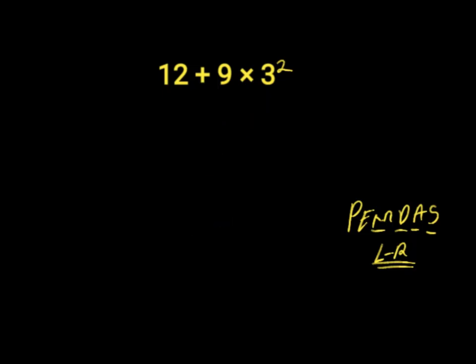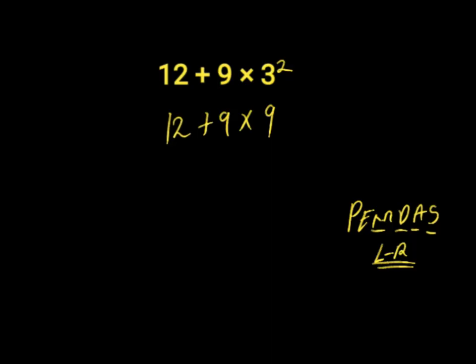First of all, we are going to work with our exponent because it comes first. Our exponent is 3 to the power of 2. 3 to the power of 2 will give us 9. Then we have 12 plus 9 times 9.